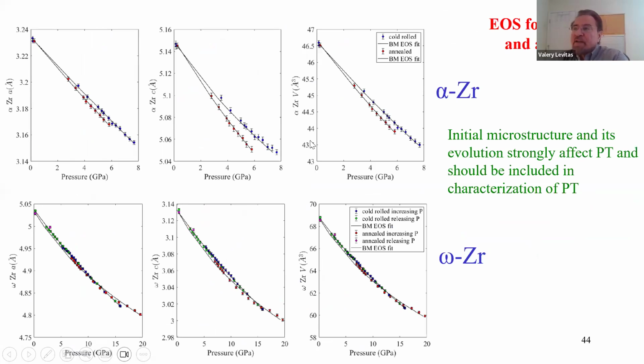Also, microstructure strongly affects even the equation of state for lattice parameters and for volume. So you see that the key point is that initial microstructure and microstructure evolution affect phase transformation and change during hydrostatic loading, and this should be characterized and taken into account because otherwise it leads to scatter. This in particular explains significant scatter in the behavior of zirconium studied in different labs.